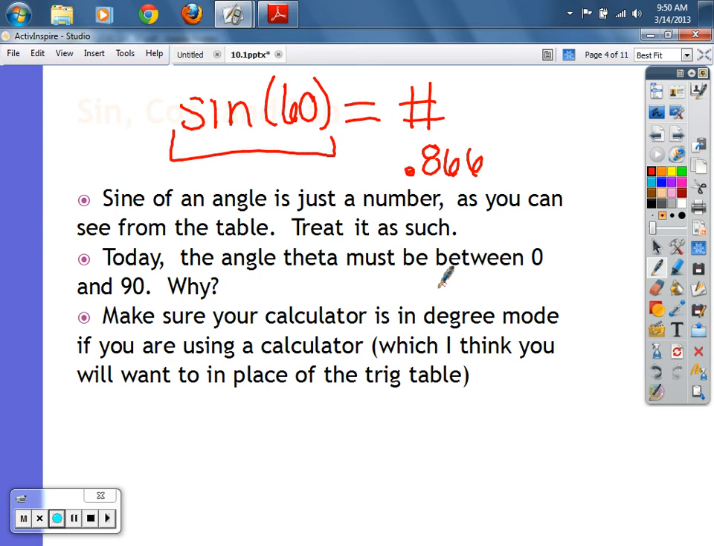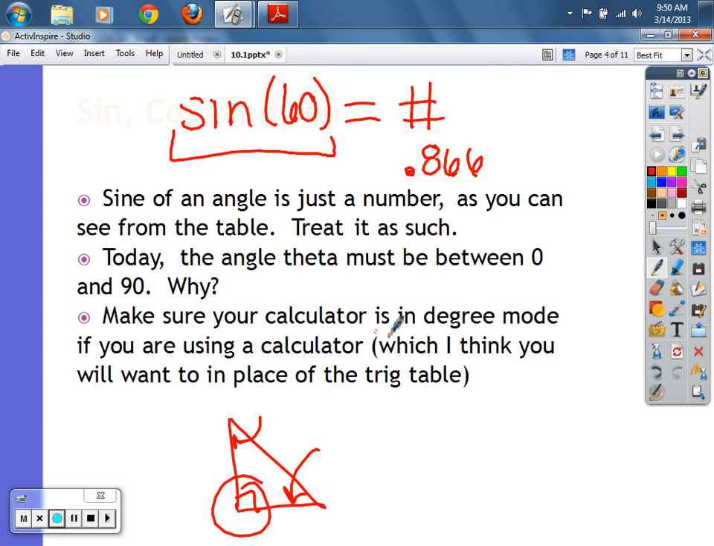Okay? Today, the angle theta has to be between 0 and 90. Why? Because I told you we're only talking about right triangles. One of the angles in a right triangle is 90. We're only concerned about this angle, and it definitely has to be less than 90. Otherwise, we don't have a triangle.